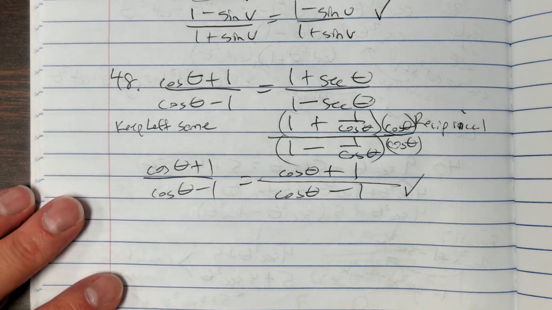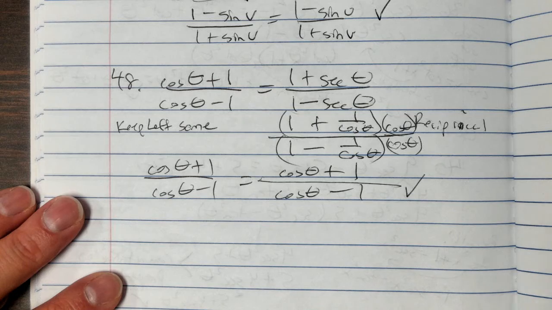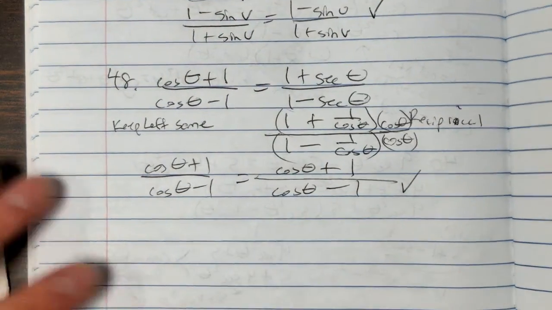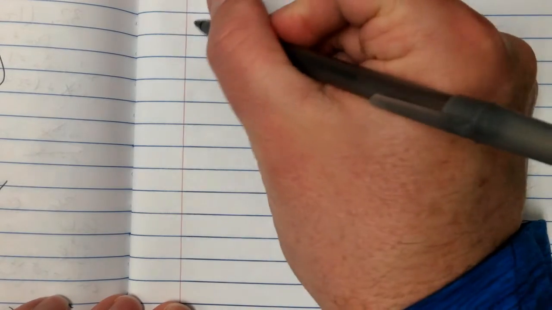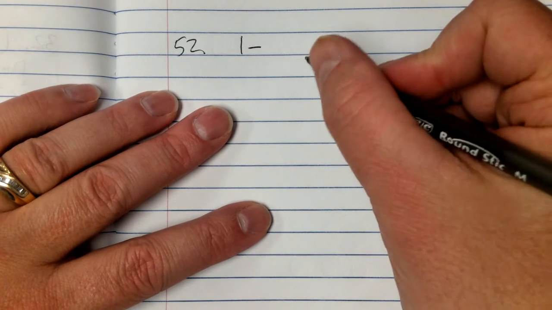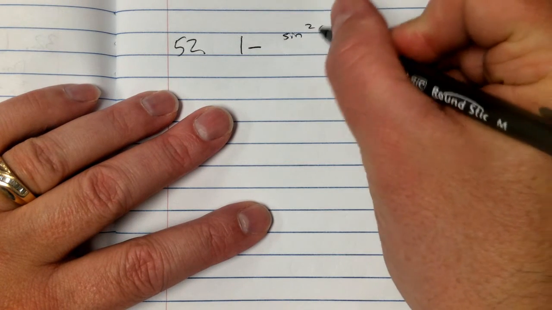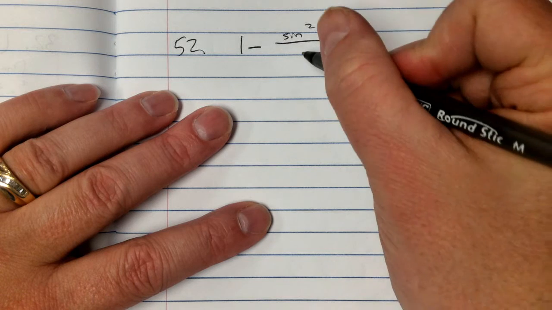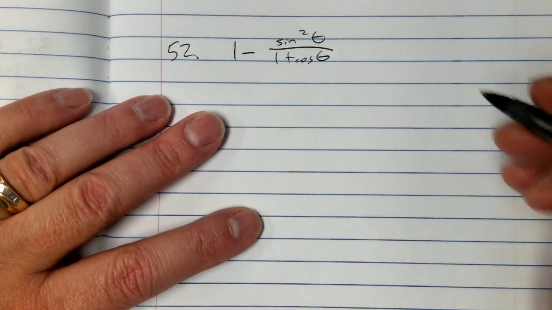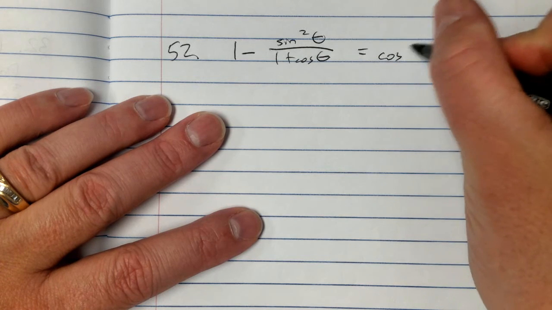Any questions? Okay, our last one is number 52. And on this one we have 1 minus sine squared over 1 plus cosine. They're using theta for the variable, and it's equal to cosine.